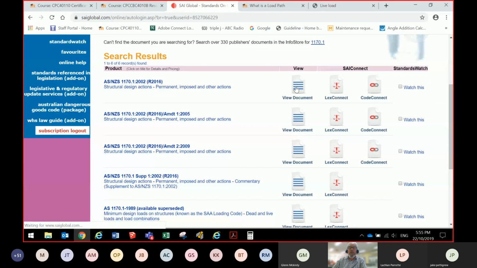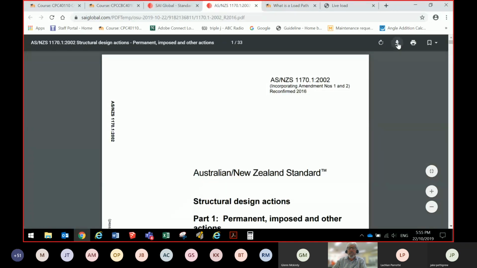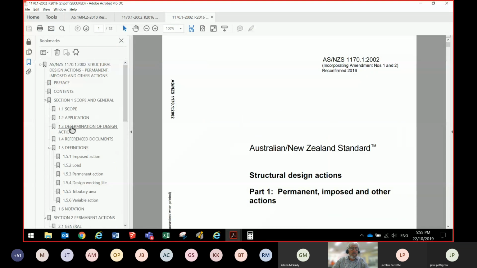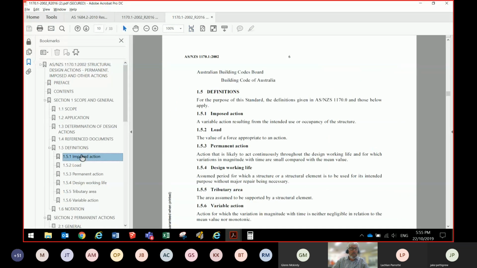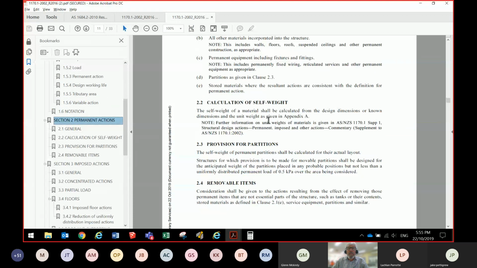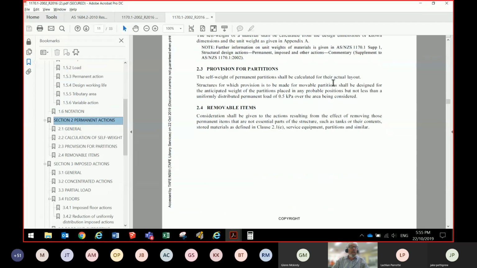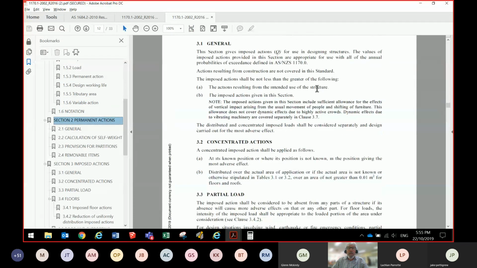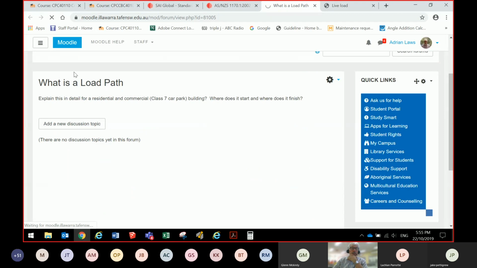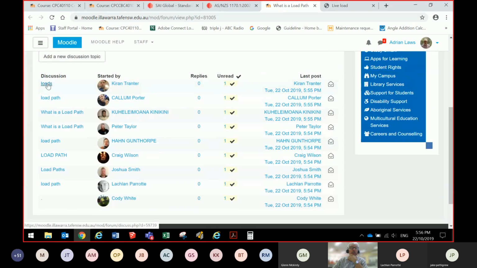Another minute, and then I'll check what we've got on there. Okay, we'll have a bit of a look and see what you've got in there for load paths. I can see we've got a whole bunch of points there. Let's start at the top here.